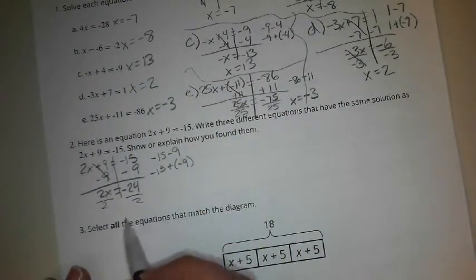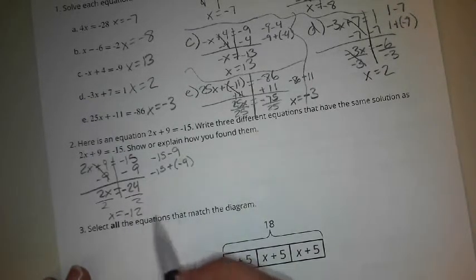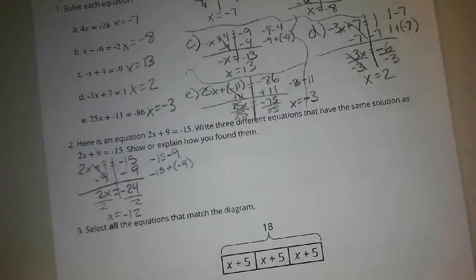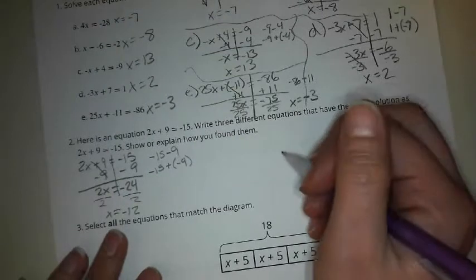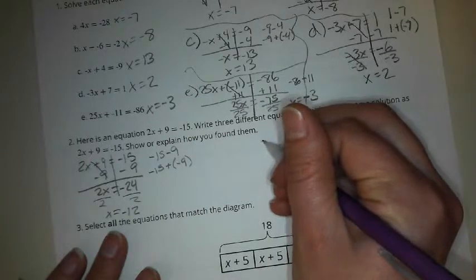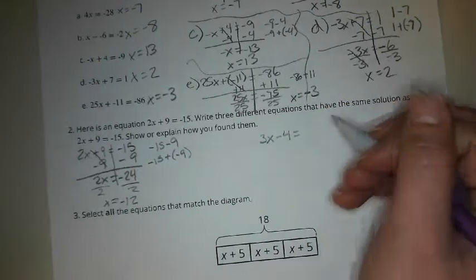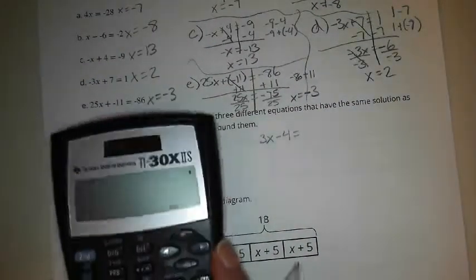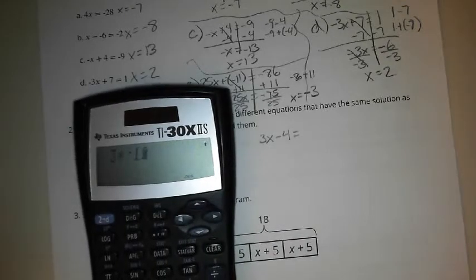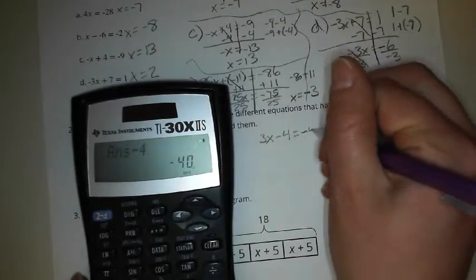Divide both sides by 2. Negative divided by a positive gives me a negative. 2 goes into 24 12 times. So x equals negative 12. So then from there, I would create various equations where negative 12 would be my solution for my variable. So let's see, I can do 3x minus 4 equals, and here's where I'm just going to solve it here. So we have 3 times my negative 12, it's negative 36 minus 4, so that would be equal negative 40.